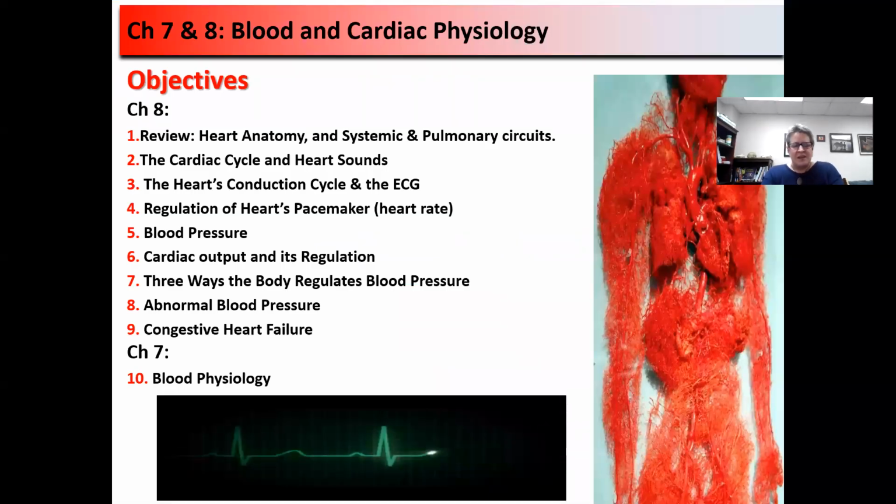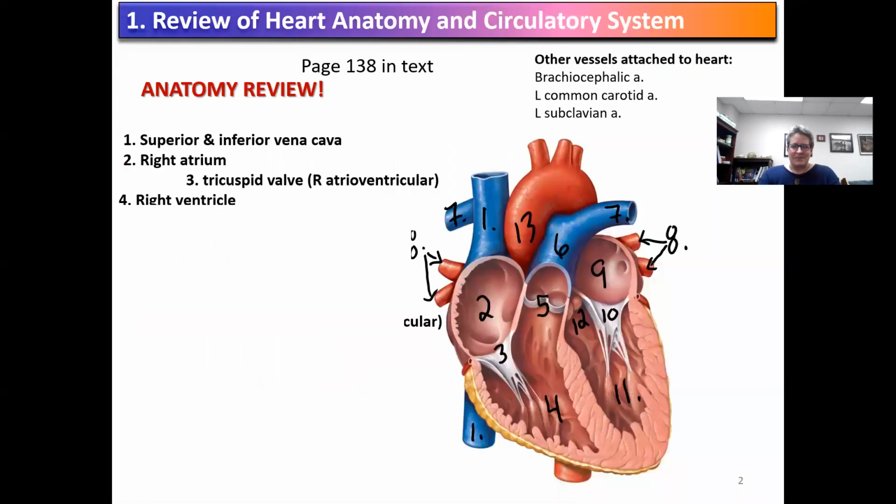So first we're going to begin with a quick review of heart anatomy, its chambers, and the blood vessels connected to it. And then we'll move into more physiology, the cardiac cycle and heart sounds, including those sounds that nurses must know through auscultation of the heart. Then we'll talk about the electrical activity of the heart with the EKG or ECG, either works. And then we'll talk about what regulates the heart's pacemaker. So let's get started.